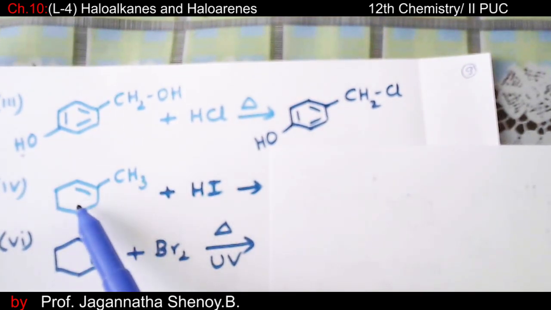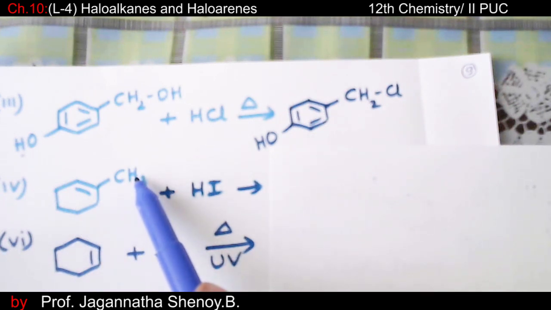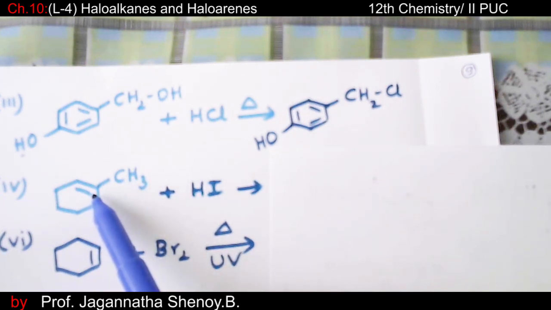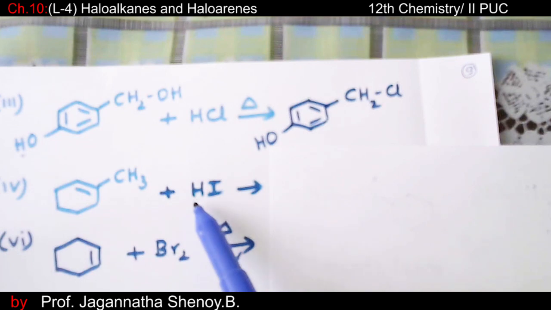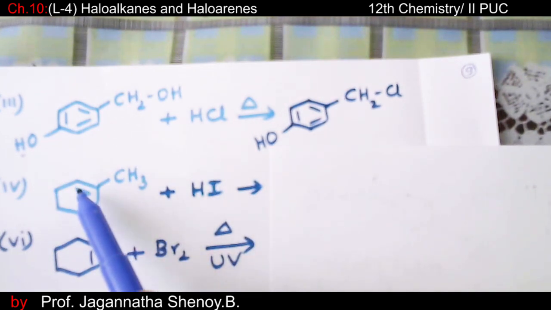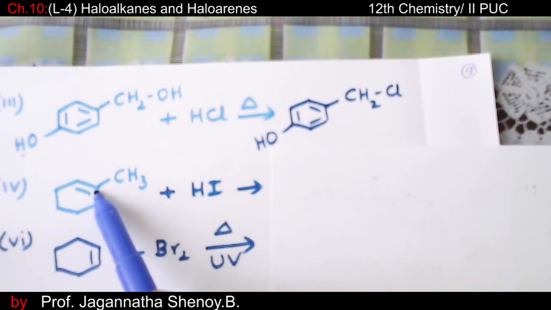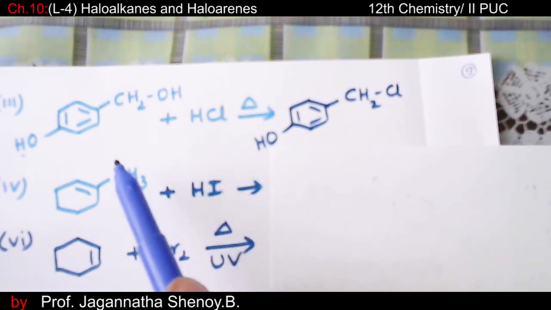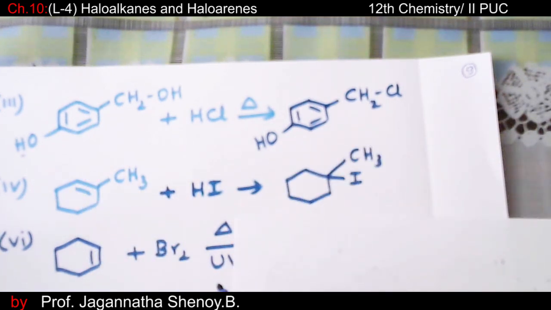Next, I'll move over to the fourth example. Here you have a CH3 group on cyclohexene. I'm going to carry out an addition reaction with HI. Markovnikov's addition rule comes into the picture. Obviously, the iodine atom should go to that carbon atom involved in the double bond containing the lesser number of hydrogen atoms. So iodine gets added to this carbon, and hydrogen will go to this carbon. The product obtained is this.